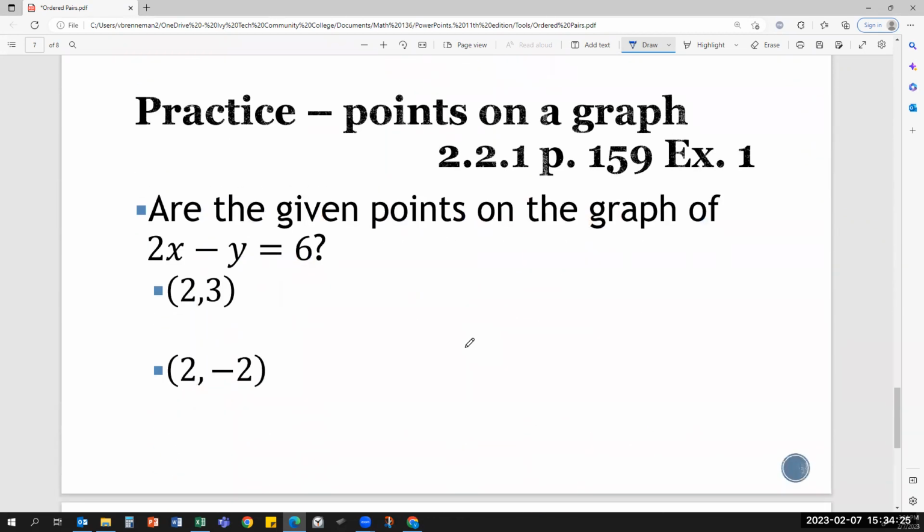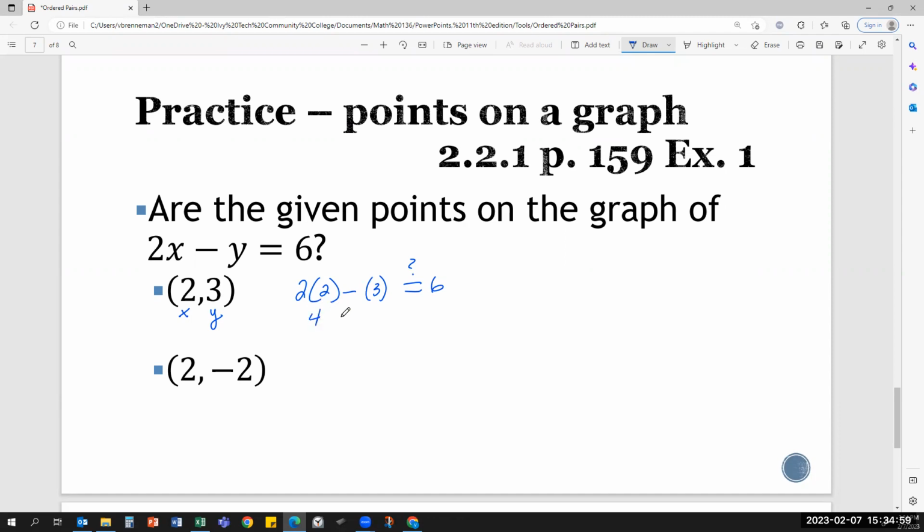All right. So one thing you need to be able to do is tell whether a point is on the graph of an equation. And the way you do that is, does that x and y value satisfy this equation? So I have the equation 2x minus y equals 6, and I have an ordered pair of (2, 3). So an x value of 2, a y value of 3. I just test: if I substitute 2 for x and 3 for y, is that equal sign true?